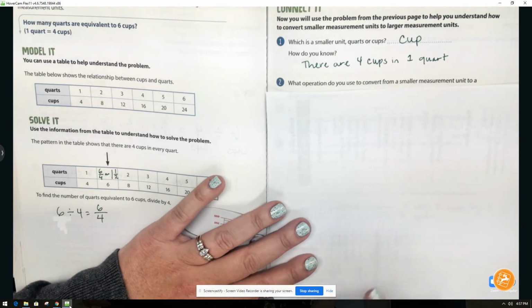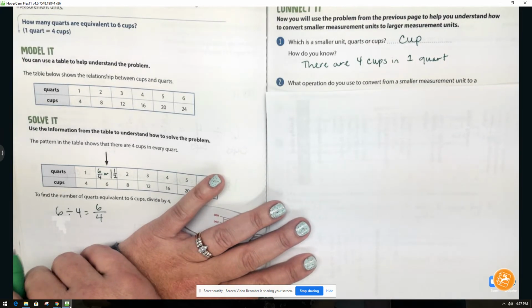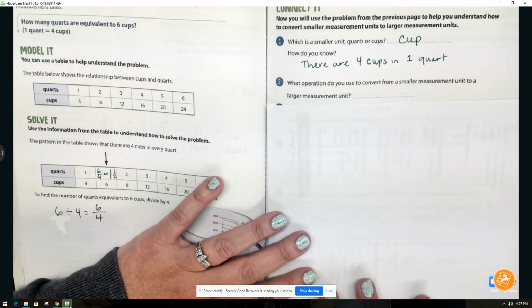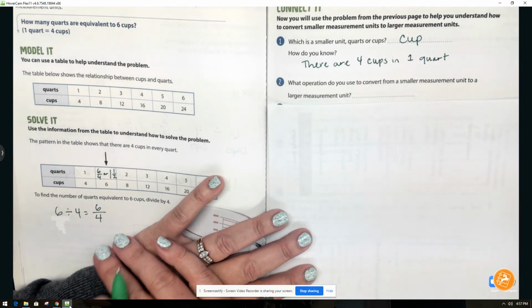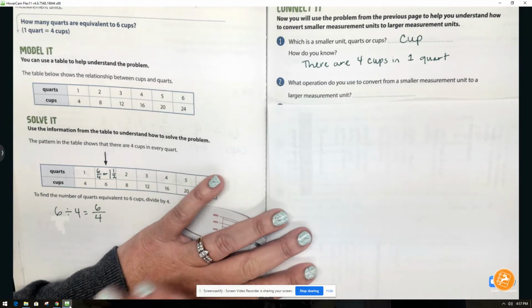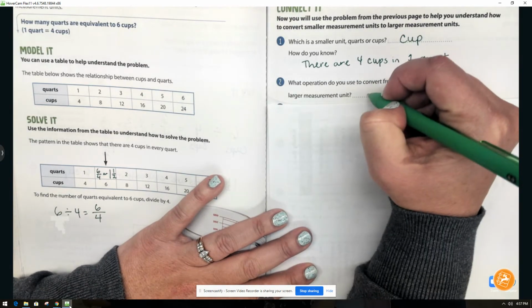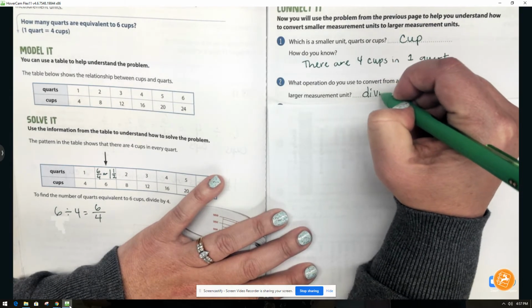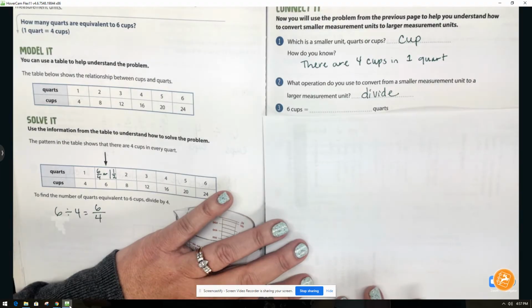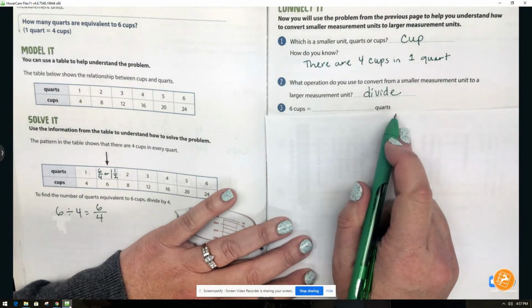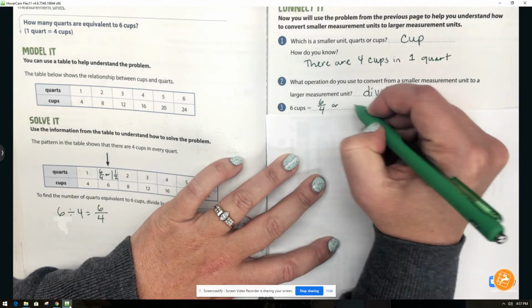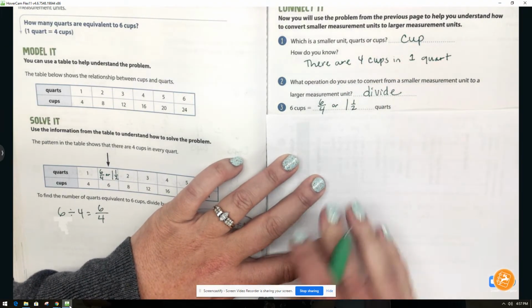Now, what operation do you use to convert a smaller measurement unit to a larger measurement unit? So remember, when we were converting a larger to a smaller, we multiplied. So when we're converting a smaller to a larger, we need to do the inverse operation, and we need to divide. So 6 cups is how many quarts? We decided it was 6/4, or 1 and 1/2 quarts.